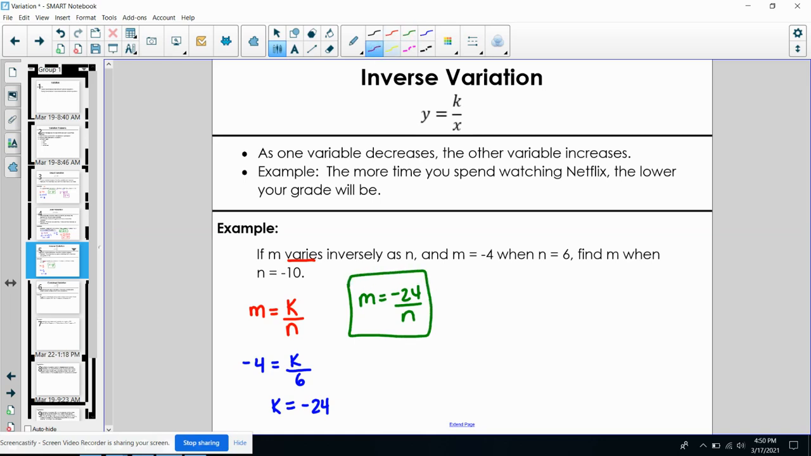And then we actually want to solve for m. So find m when n equals negative 10. So we have negative 24 over negative 10. So m is going to equal 2.4.